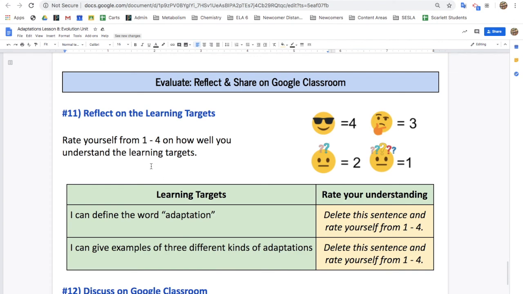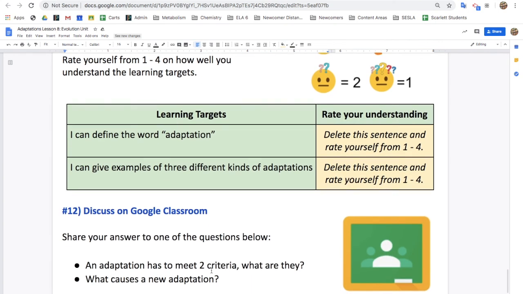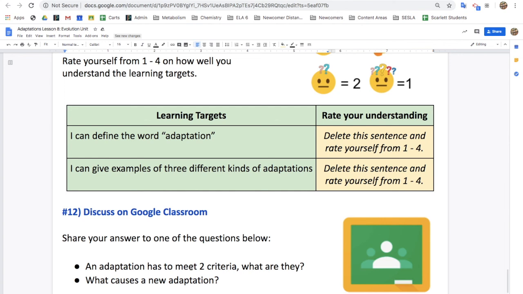Don't forget to reflect on your learning targets and then share on Google Classroom. What are the 2 criteria an adaptation has to meet, and what causes a new adaptation?